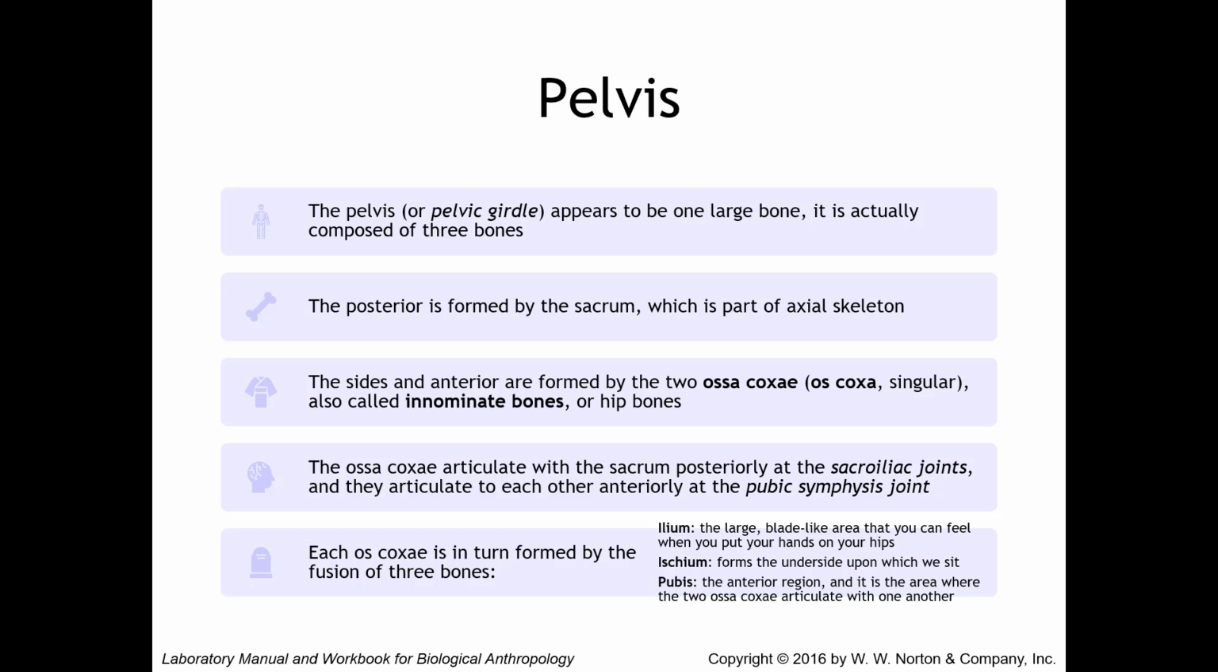The os coxae articulate with the sacrum posteriorly at the sacroiliac joint, and they articulate to each other anteriorly at the pubic symphysis joint. Each os coxa is in turn formed by the fusion of three bones: the ilium, the ischium, and the pubis. So the ilium is a large blade-like area that you can feel when you put your hands on your hips, right? It is that side that you can grab onto. The ischium forms the underside upon which we sit. So where you're sitting right now, you're sitting on your ischium. And then the pubis is the anterior region, and it is the area where the two os coxae articulate with one another.